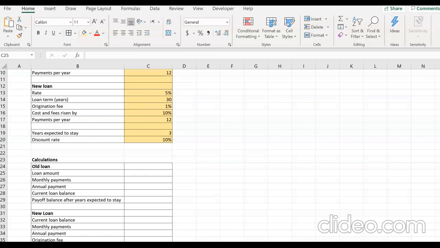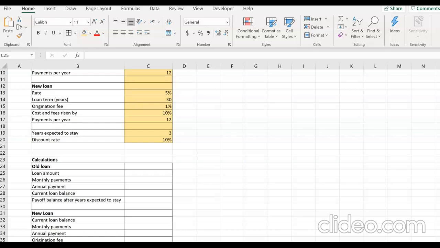The next step, I started calculating the old loan amount by multiplying the purchase price by the loan to the value percentage. I used the PMT Excel function to calculate the monthly payments and multiplied the amount by 12 to get the annual payments. I have calculated the current balance, which is the amount that we are expected to refinance using a new loan.